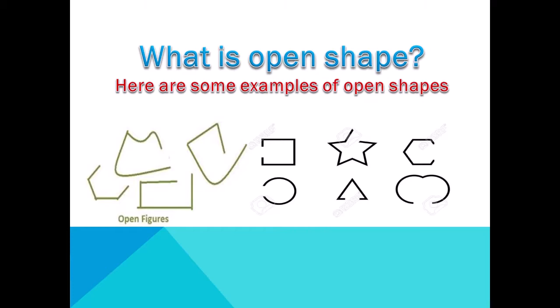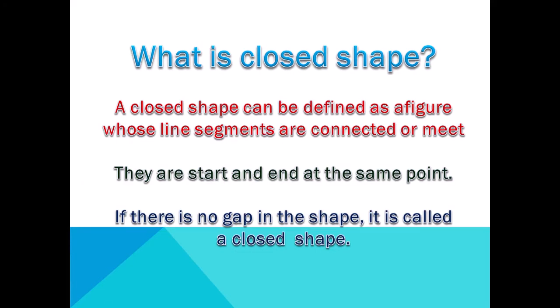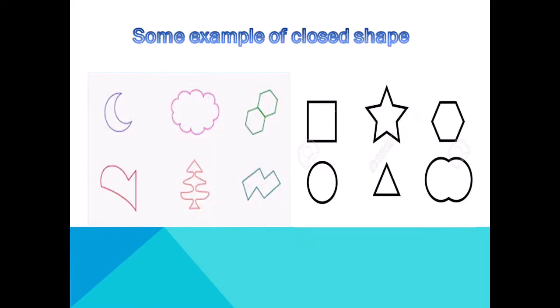Here are some examples of open shapes. All the figures are open shapes. Now, what is a closed shape? A closed shape can be defined as a figure whose line segments or curved lines are connected or meet. They start and end at the same point. In simple words, if there is no gap in the shape, it is called a closed shape. Here are some examples of closed shape.